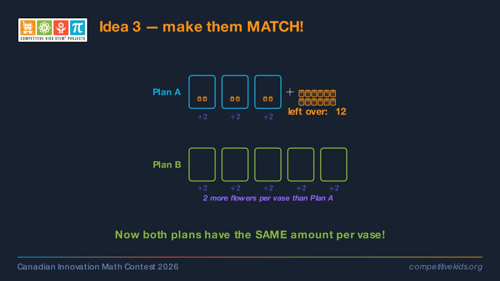Give Plan A's 3 vases the same plus 2 treatment. That takes 6 flowers out of the leftover pile. 2 flowers into each of 3 vases. Now the leftover pile drops from 18 to 12. And every vase in both plans holds the same amount.